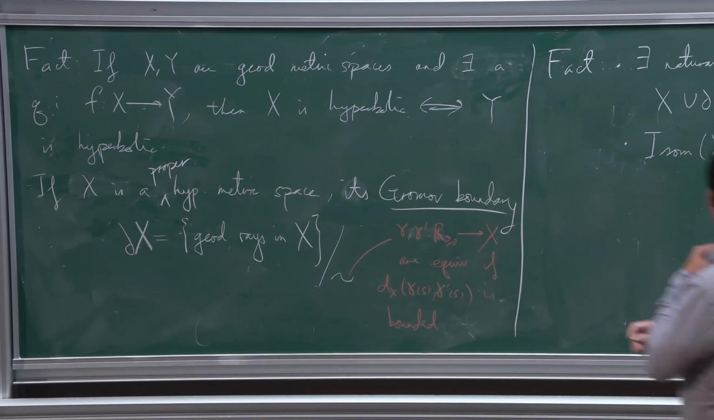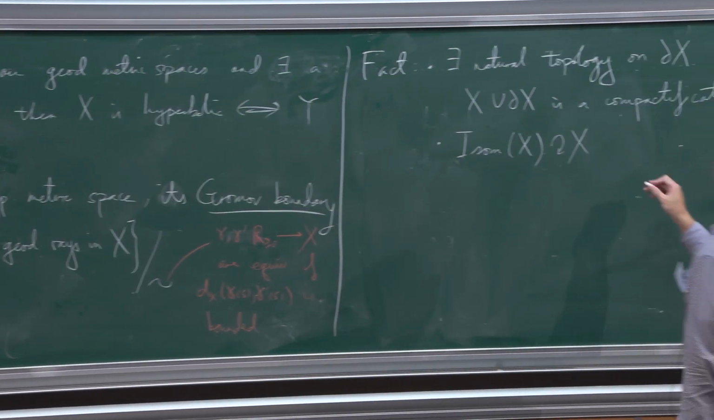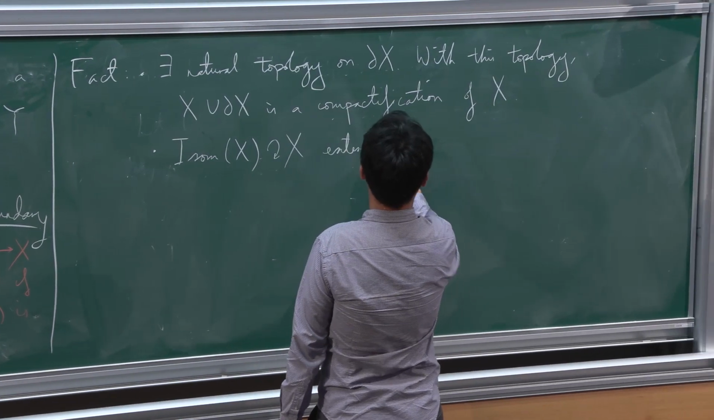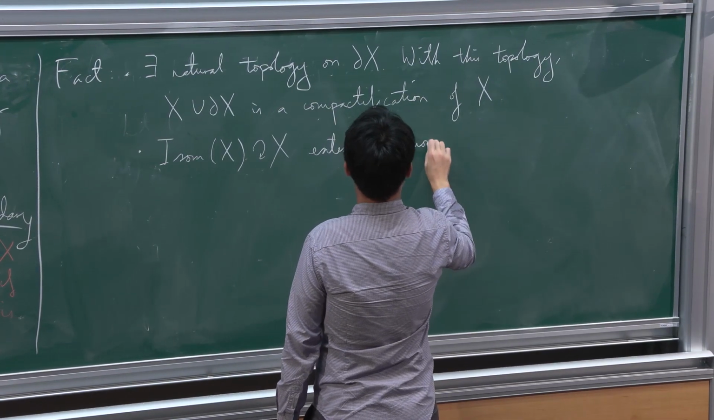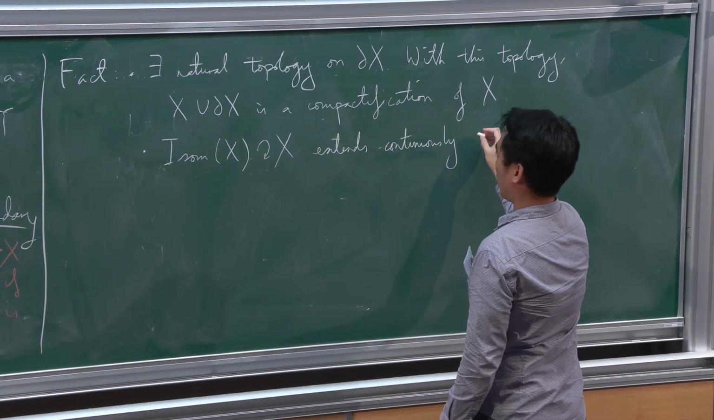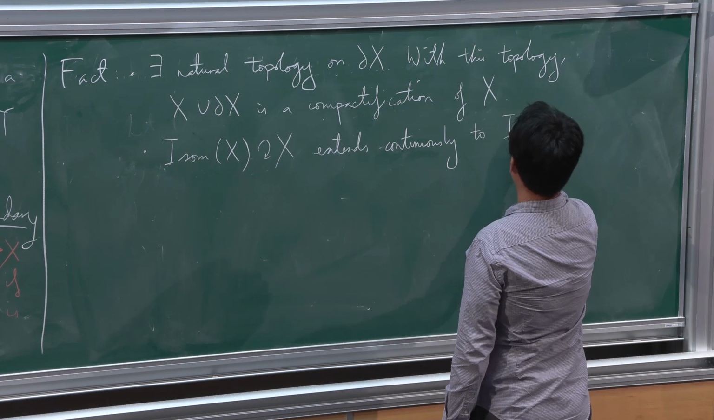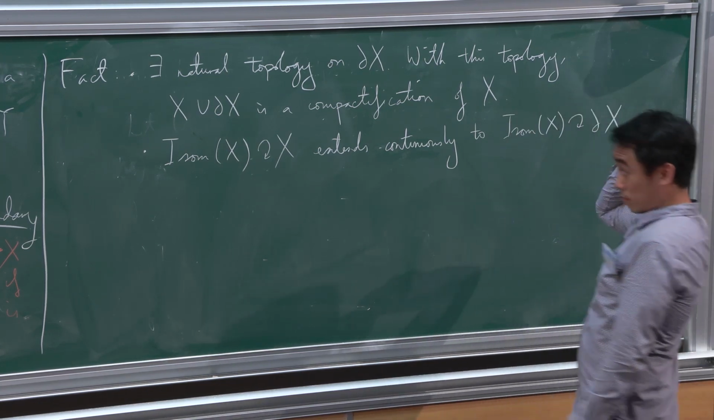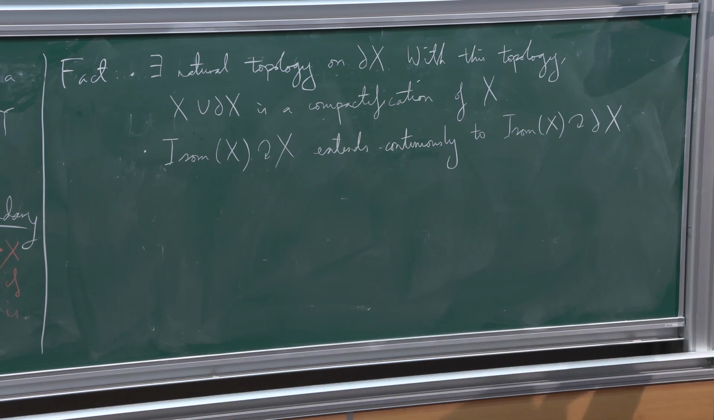Okay, everything here is under this assumption. And here the isometry group of X extends continuously to an action on the boundary of X.